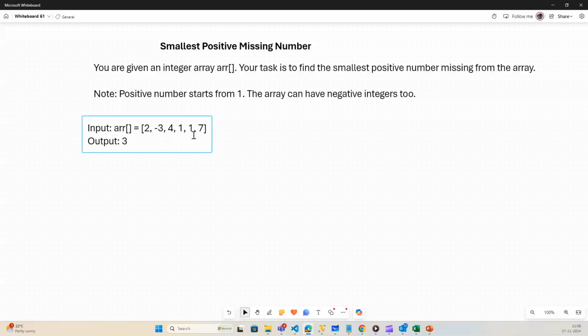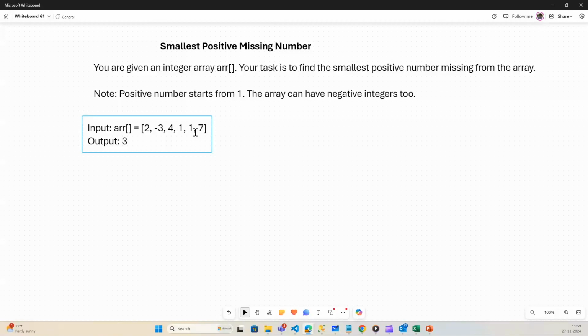And why would it be n plus 1? Consider a case where I have all the elements in this array from 1 to n. In total I have n elements, that's why the size is n. So I will have 1, 2, 3, 4 up till n, all the elements. Then what could be the smallest positive number missing from this array? I have all the elements starting from 1 to n, that means it will be n plus 1, the next number after n.